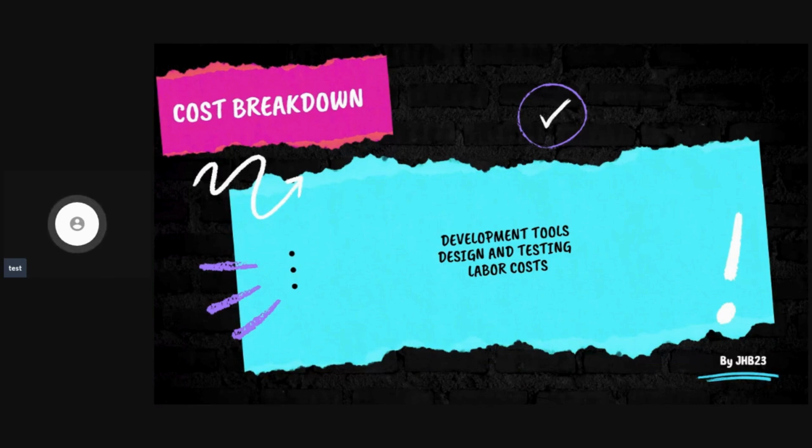On our development tools, we use open source tools whenever possible to minimize the cost. On our design and testing, we allocated time for testing on different devices and screen sizes to ensure accessibility. We also have labor cost, where our team's hours were divided amongst planning, coding, testing, and documentation phases.